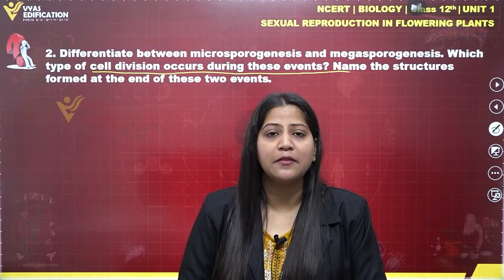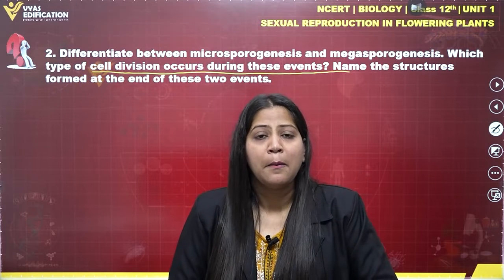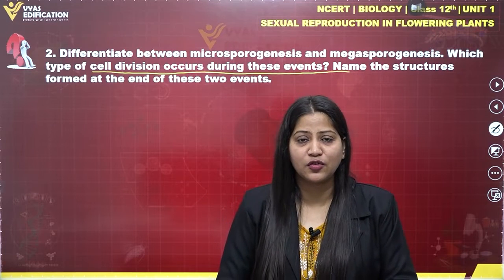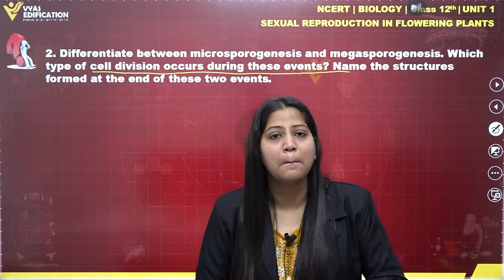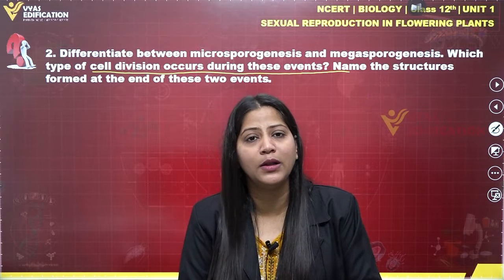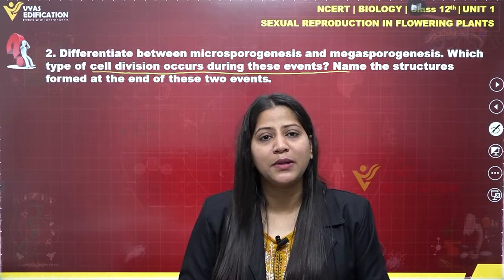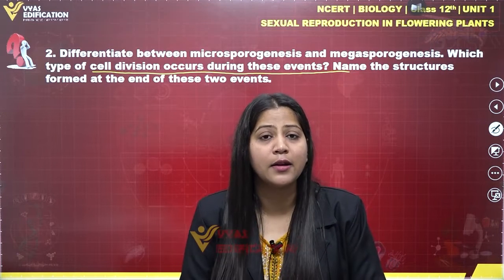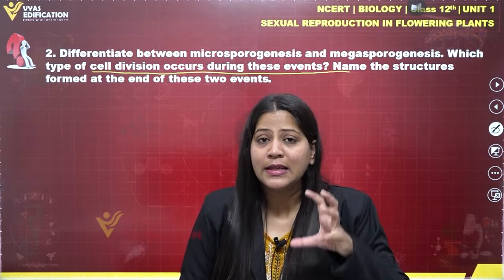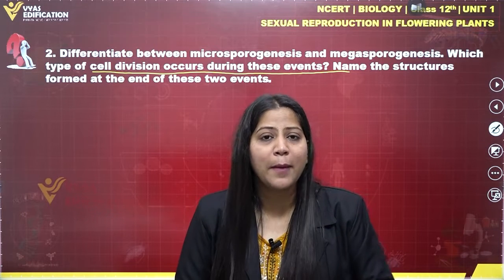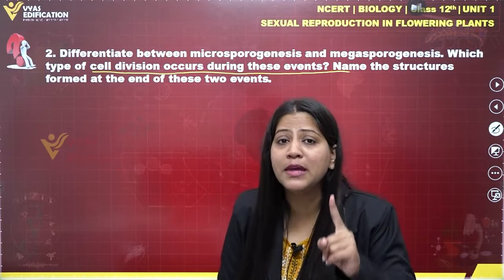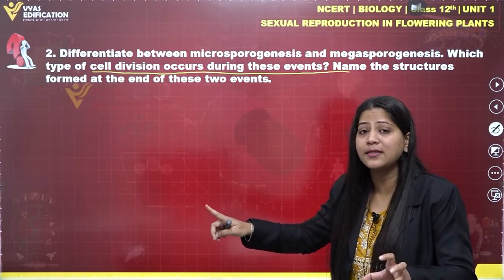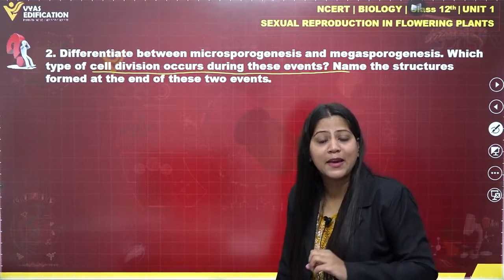Inside the anther we have microsporangia. Inside microsporangia we have a special tissue known as sporogenous tissue and a special kind of cell known as microspore mother cell or pollen mother cell. These pollen mother cells present inside the microsporangia or pollen sac are diploid in nature. These pollen mother cells or microspore mother cells undergo meiotic division. So this is the type of division which occurs in the event of microsporogenesis.